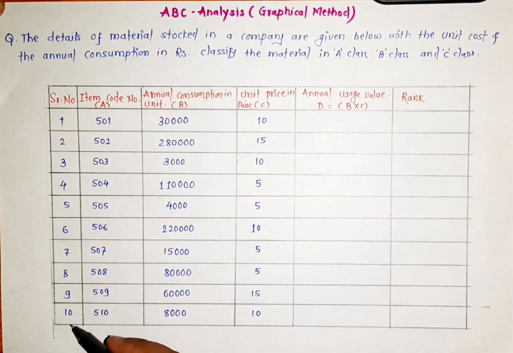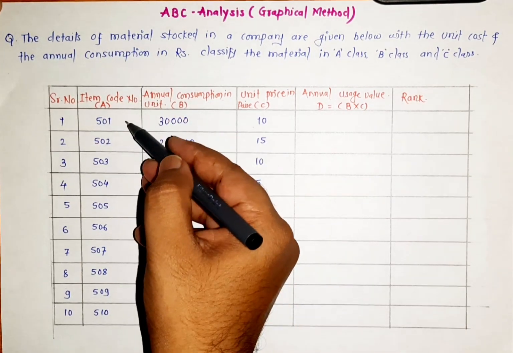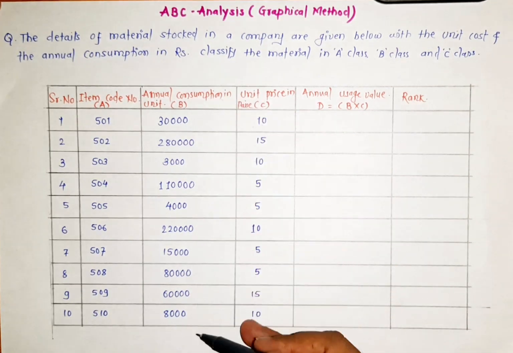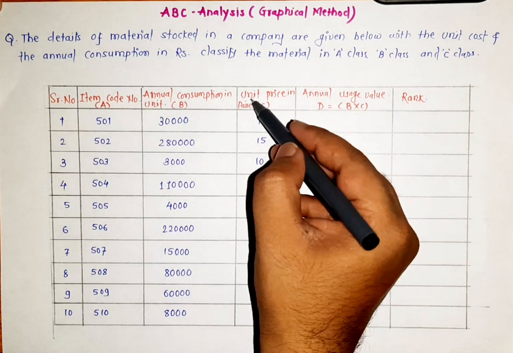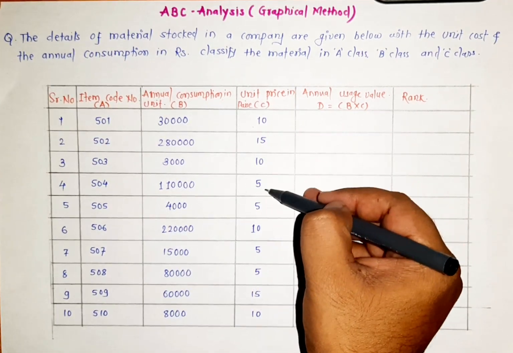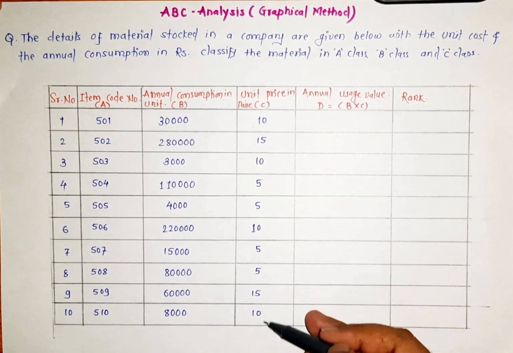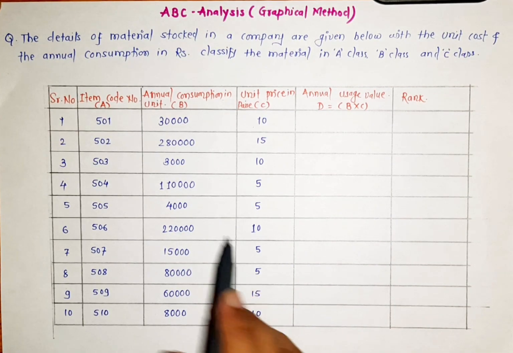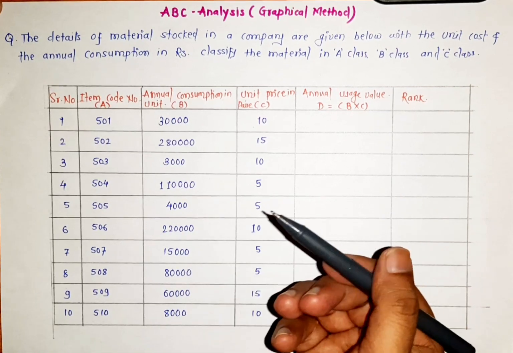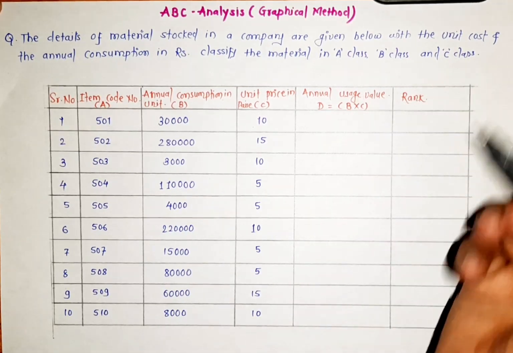Here we have 10 items, numbered 5012 to 510, and their annual consumption for each item and the unit price in paise, which is 10, 50, 10, 5, 5, 10, 5, 5, 5, 15 and 10. Here we want to calculate and classify this material into A, B, C class.